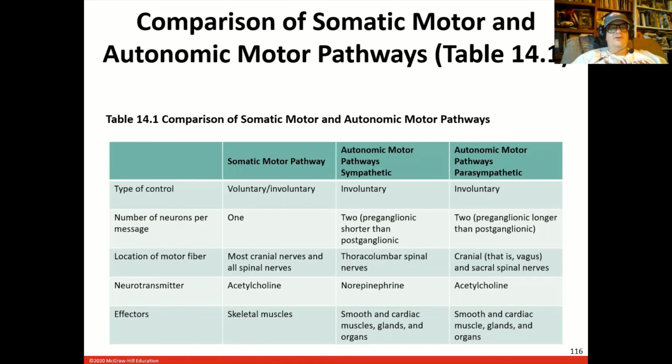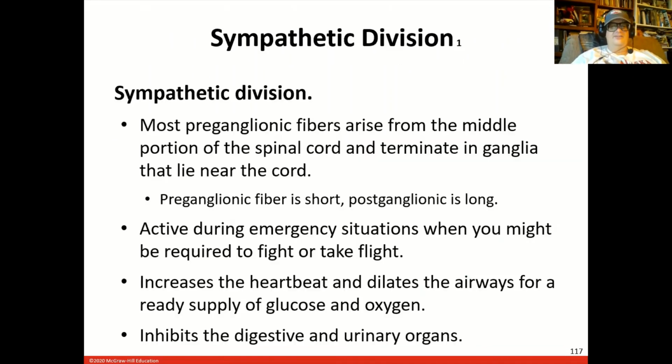The number of neurons to send a message, if it's somatic, it's 1. Long axon. If it is autonomic, it's 2. Always 2. And we already did the voluntary, involuntary. So yeah, know that stuff.